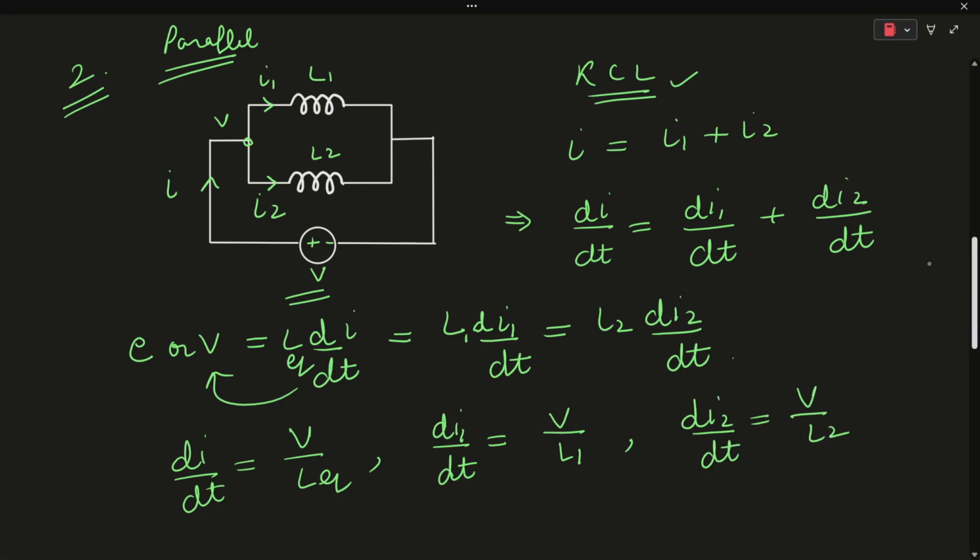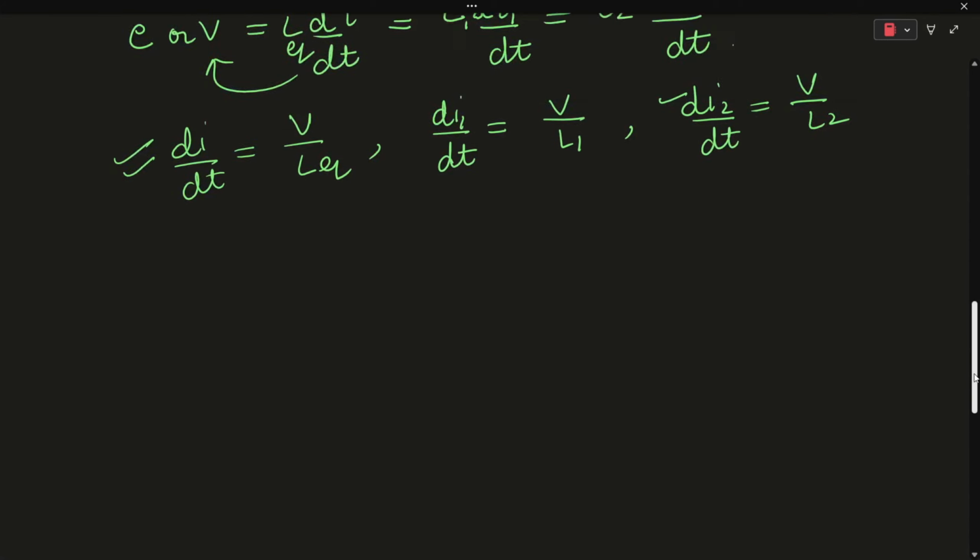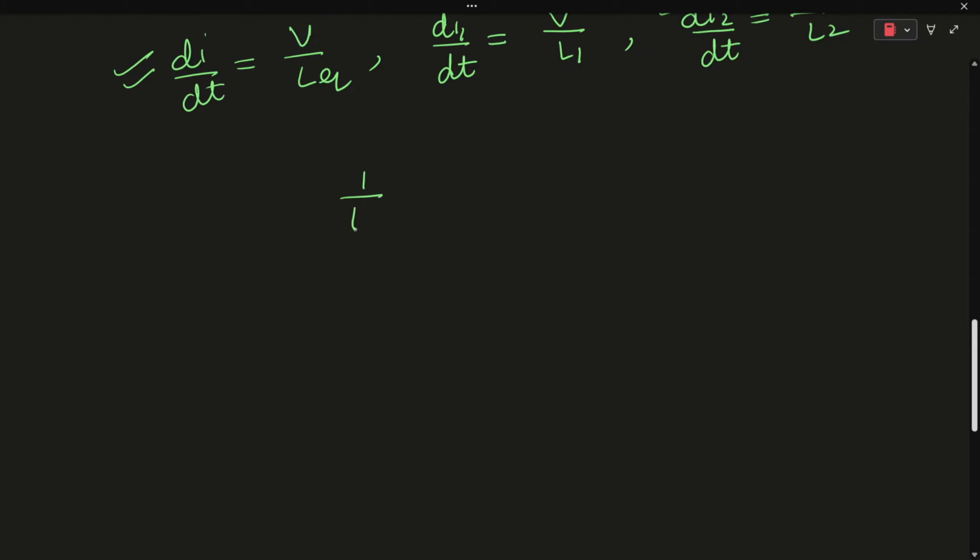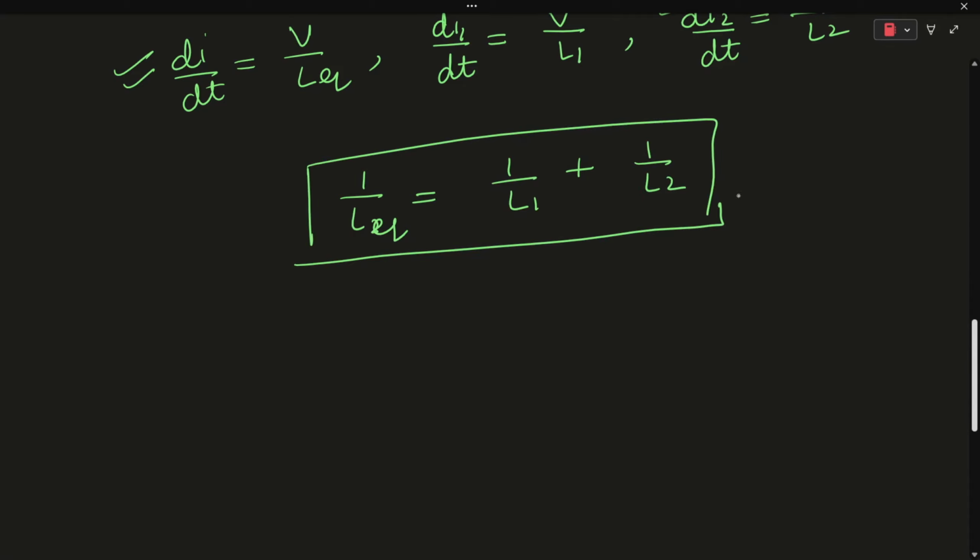Substituting the values of the differentials of I1 and I2 in this equation, we get 1 upon L equivalent equal to 1 upon L1 plus 1 upon L2. I hope it is clear. So it is similar to the parallel combination of resistors.